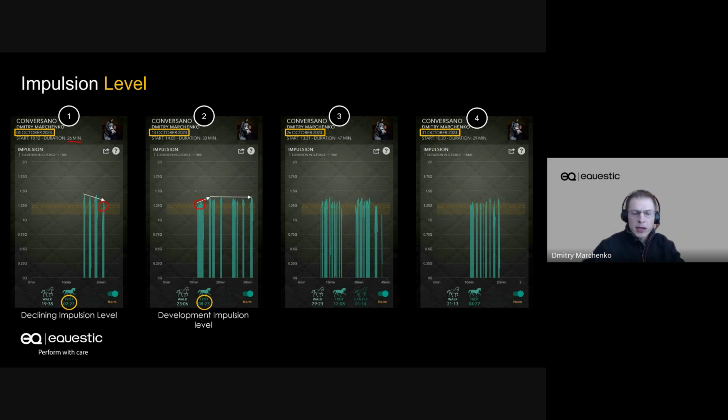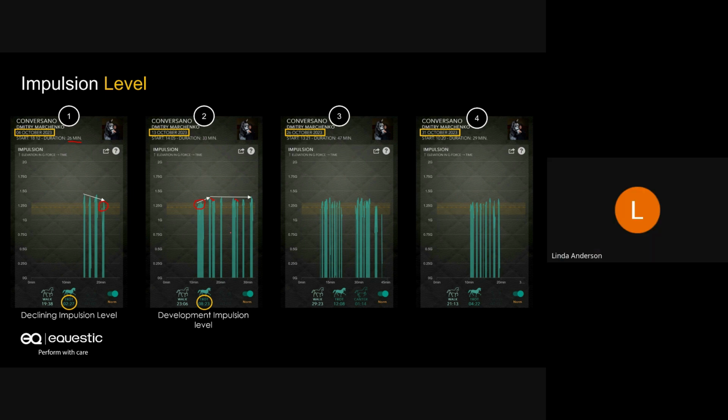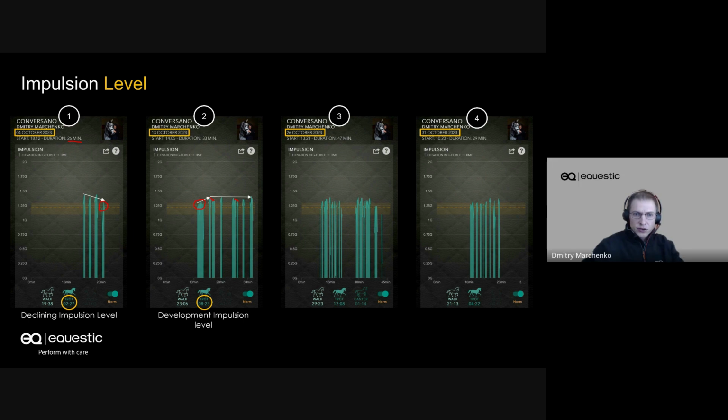There's almost the same level of impulsion, but here you can see interesting moments, like the difference between this and this, and actually the same pattern here and here. Can you guess what it is? Why is it so? I can't actually see what you're pointing at there. There are two small lines. So there is a frame of trot, like I don't know, 30 seconds, and then a minute or so, but they differ a little bit in terms of the level of impulsion.